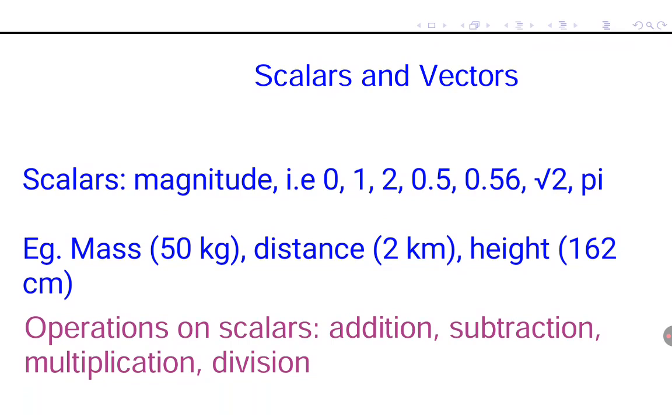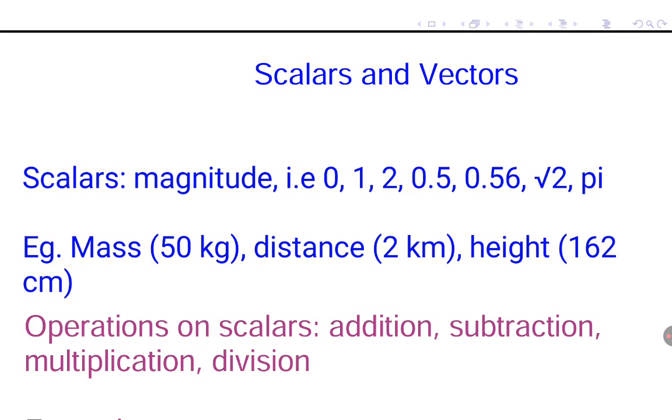So, let us discuss what are scalars and vectors. We'll begin with scalars. So, how do you describe scalars? Scalars are quantities, mathematical constructs that have a magnitude, a value only. For example, if you have a number 0, 1, 2, 0.5, 0.56, under root 2, or pi, it could be an integer value, could be a negative value, could be a negative real number, rational number, irrational number. So that is the magnitude of a scalar. So scalar is just represented by a magnitude.